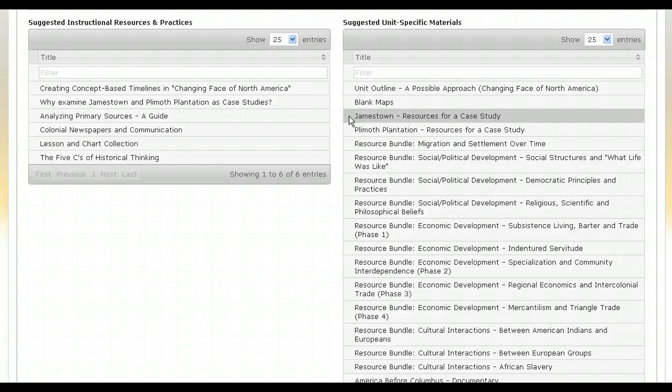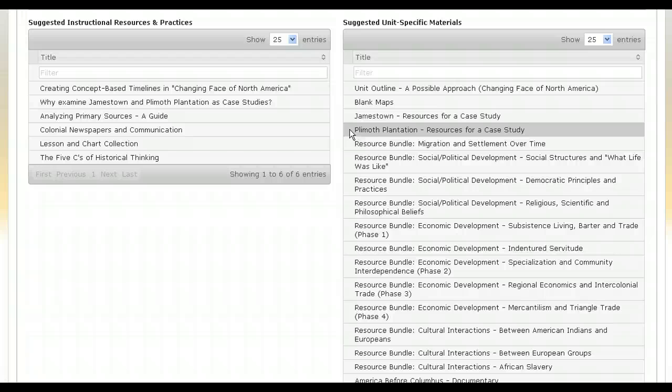Next, you're going to see these two resources on Jamestown, resources for a case study, and Plymouth Plantation, resources for a case study. These are two early colonies within the Atlantic coast, and they allow you to look at some of the key concepts within this unit.